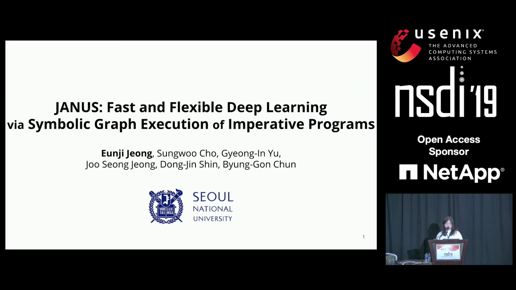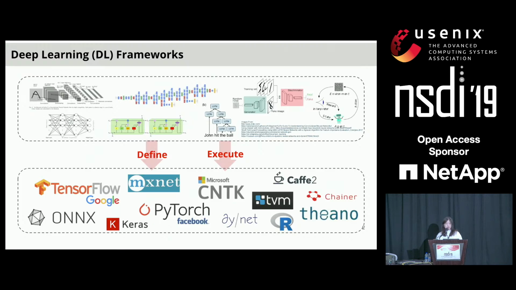Today, I'll introduce JANUS, a system that unifies two distinct paradigms in deep learning frameworks to achieve the performance and the programmability at the same time. This is a joint work with Sungwoo, Gyeong-In, Seong, Dong-Jin, and my advisor, Professor Byung-Gon Chun.